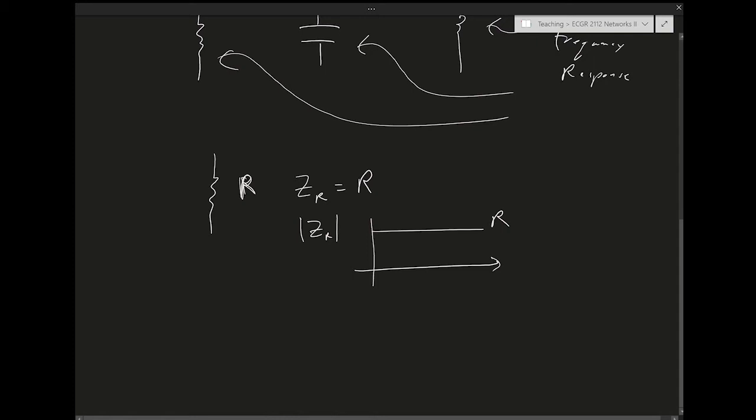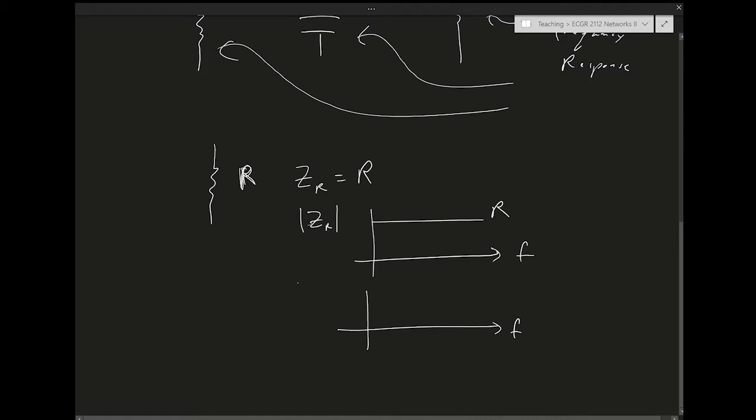If I plot the phase, this is frequency versus magnitude. If I plot frequency versus phase of ZR, it's a real value, so it's going to have a phase of zero. It's going to be down here, right, on the f-axis. Right, so that seems trivial enough.